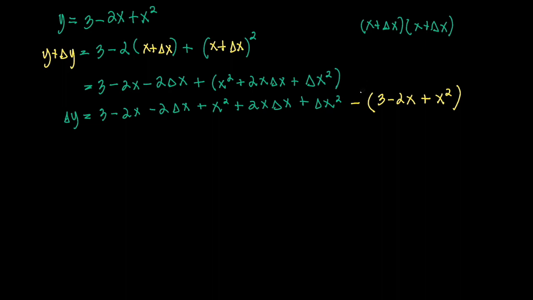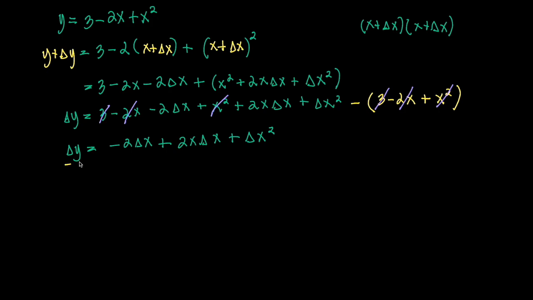Okay? If we distribute negative in all of the terms inside this equation, this becomes negative 3 and we have 3 here, and this would cancel out. The same here, this would become positive 2x. So positive 2x, and we have negative 2x here, so this would also cancel out. And this would become negative x squared. And we have x squared here, so this would cancel out. So all we are left with is negative 2 delta x plus 2x delta x plus delta x squared. So this is now equal to delta y.